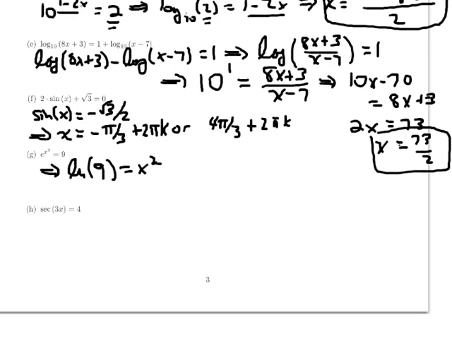Natural log of 9 is just some number, so I can finish this solution just by saying that x is plus or minus the square root of the natural log of 9.